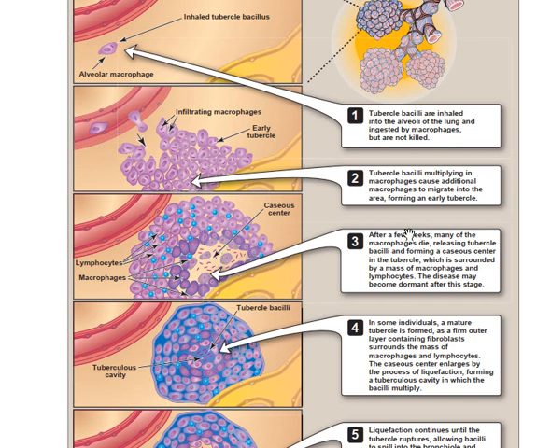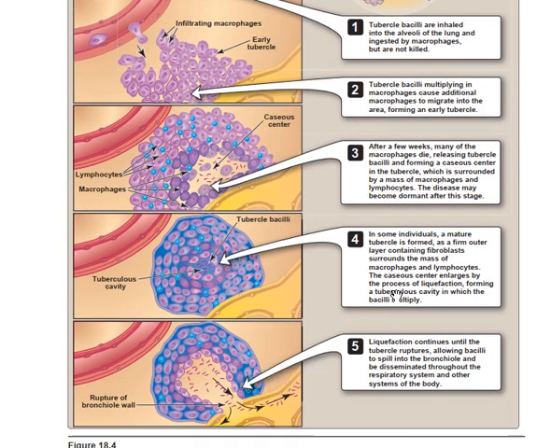Is it clear? After a few weeks, many of the macrophages die, releasing the tubercle bacilli and forming a caseous center in the tubercle, which is surrounded by a mass of macrophages and lymphocytes. The disease may become dormant in this stage. So in this stage, with the caseating center, the disease may become dormant.